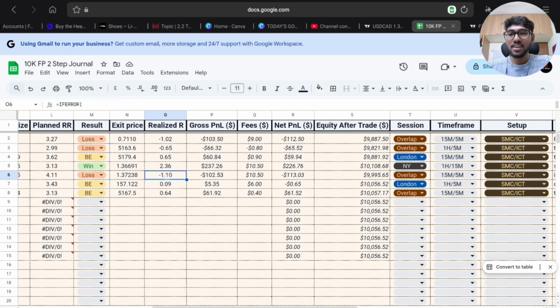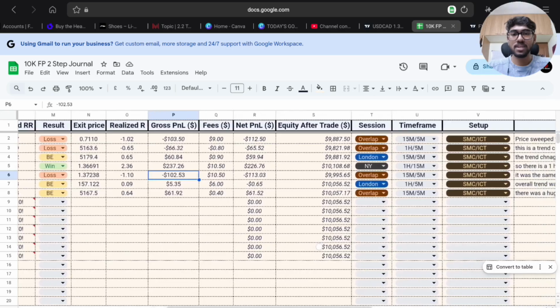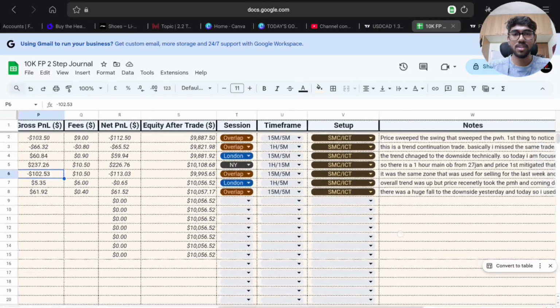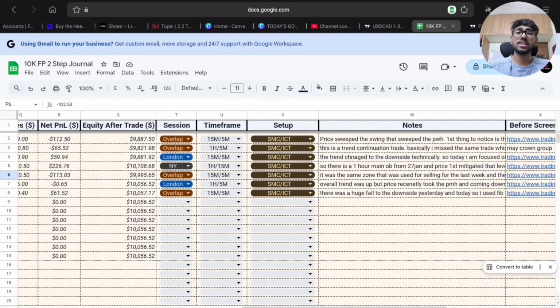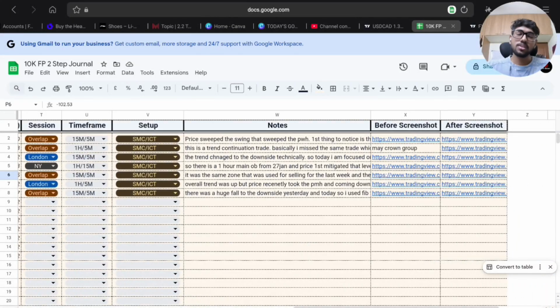And you can see my realized R is basically minus 1.1. This is the fees that I paid, the P&L, equity after the trade as well. So this trade was basically executed in the overlap session, basically New York open and London close, around that time. I call it overlap. And the time frames that I personally used were a 15-minute and a 5-minute change of character, and a retest to that zone. So I primarily trade an SMC setup.